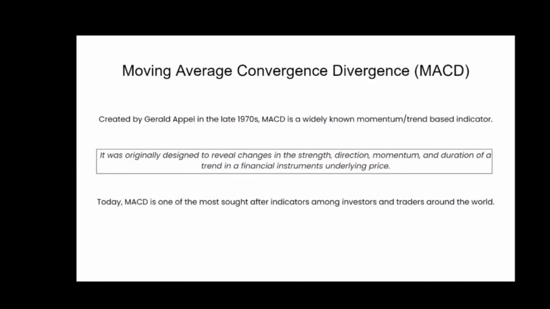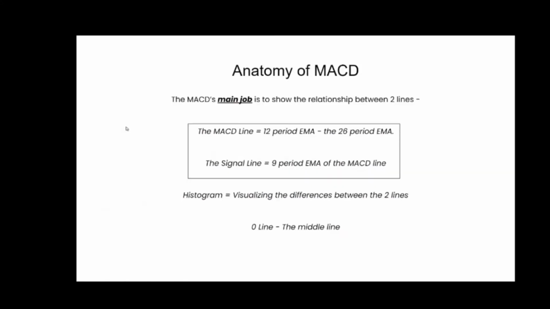I say financial instrument because it can not only be utilized on stocks, like equities, but it can be utilized on virtually anything that you could chart, right? So whether that be commodities, assets, whatever it may be, anything that you could put on a chart that can be used on TradingView, MACD could be utilized for that. So there's a reason why MACD is one of the most sought after indicators today amongst investors and traders around the world.